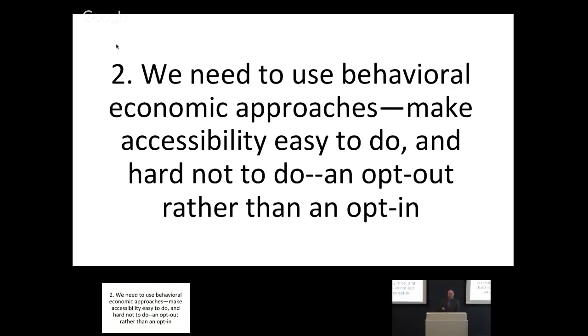My second suggestion is that we need to use behavioral economic approaches to make accessibility easy to do and make it hard not to do. So if you think of the opt-in versus opt-out approaches, we want to make accessibility opt-out. We want to make it where it's automatically assumed you want to do accessibility, and the features and the questions are presented to you, and you have to make a hard choice if you want to opt out. Not you have to make a hard choice if you want to opt into accessibility.